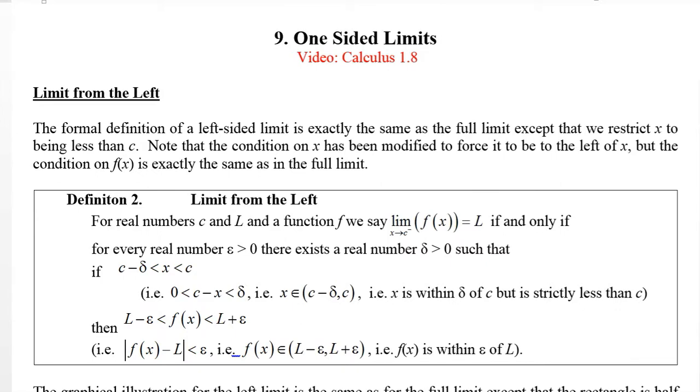This is Jack Jackson. In this video, we're going to continue our look at limits, and we're going to see how we would modify the definition of a limit to account for one-sided limits. So let's start with limits from the left.